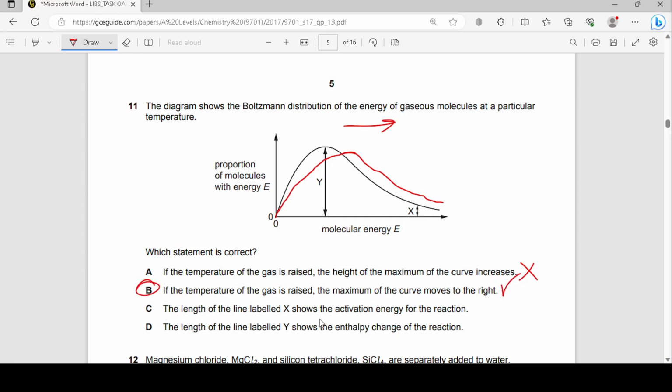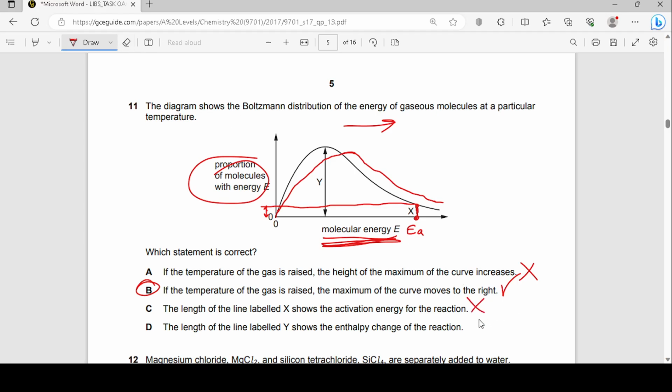Now if you look at C, the length of the line labeled X shows the activation energy for the reaction. That is wrong because activation energy is actually on the x-axis. So for example, this point on the x-axis would be activation energy. But to say that the length of the line labeled X shows the activation energy is wrong, because X represents this height on the y-axis. And what is the y-axis? The proportion of molecules with the energy E. Activation energy would obviously be on the molecular energy axis, right? A length on the y-axis just represents the proportion of molecules, the number of molecules at this point.